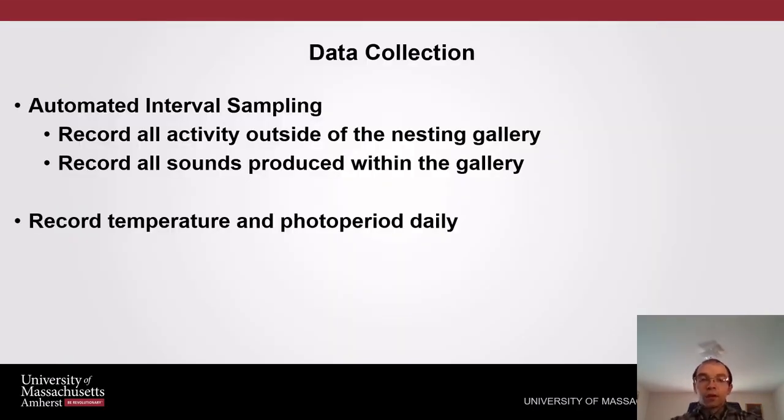For data collection, the instrument is running automated interval sampling, meaning that any and all activity observed outside of the nesting gallery via the ArduCam camera will be recorded and saved by the Raspberry Pi. All sounds produced within the gallery will be recorded with the transducers. Once again, I'm using the thermistor to record daily air temperature, and I will use ArduCam footage to measure the photo period. Here, the photo period represents the amount of time when there's incident light upon a nesting gallery.